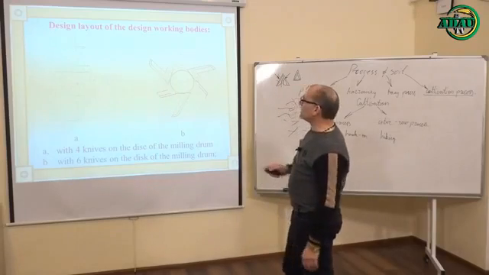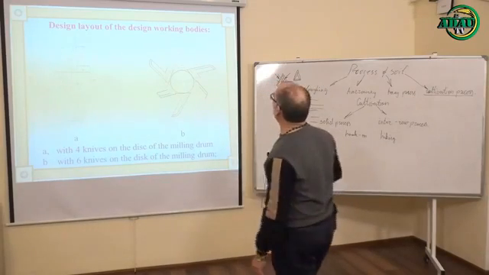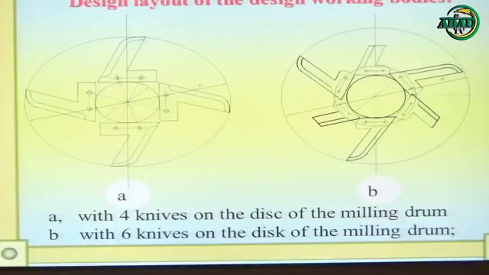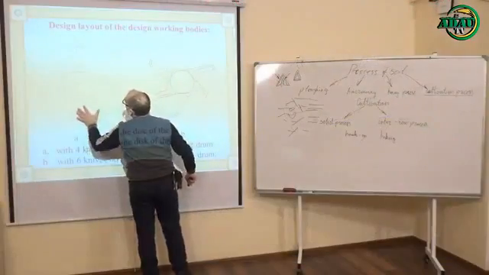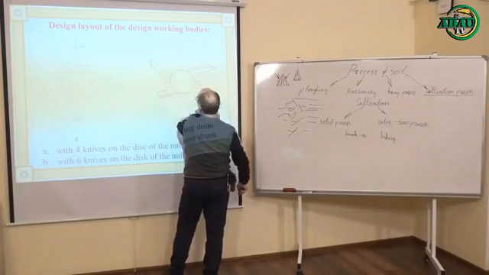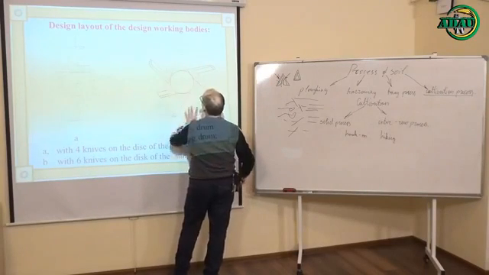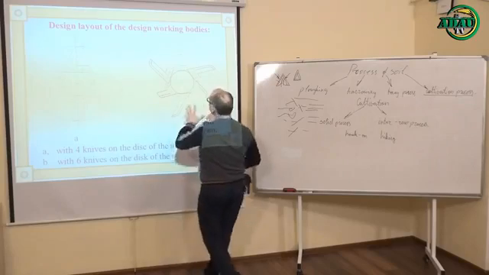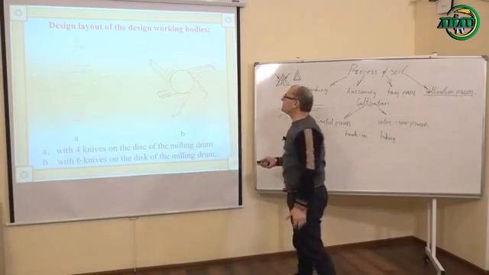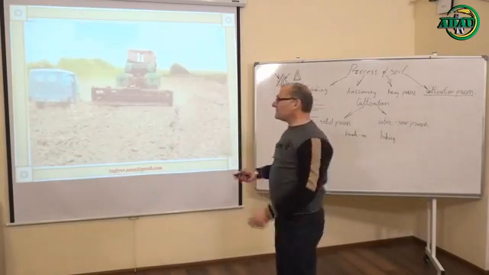And of course, design of the layer, design work in the body. Firstly, this is with 4 knives, and the second one is with 6 knives. If you pay attention, this kind of knife is distinguished. 4 of the same kind of knives, and here are 2 distinguished by one, which makes the processing of the soil more quality.